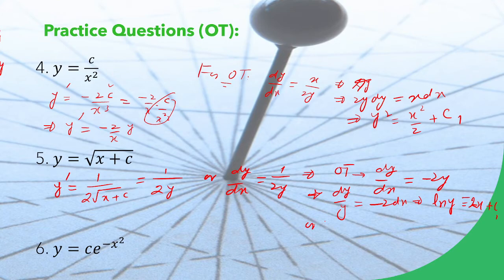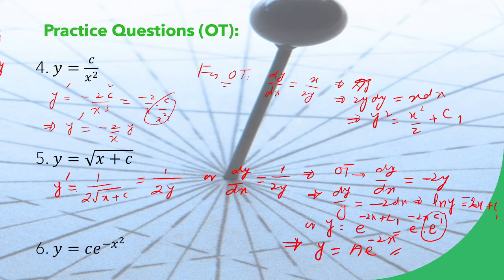Or we could write that as y is equal to e power minus 2x plus c1, or we may write that as e power minus 2x into e power c1, and then we replace this e power c1 with another arbitrary constant, so that would give you y is equal to a e power minus 2x. So these are the orthogonal trajectories for the given function.